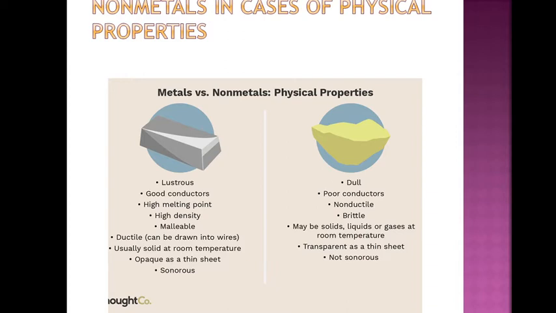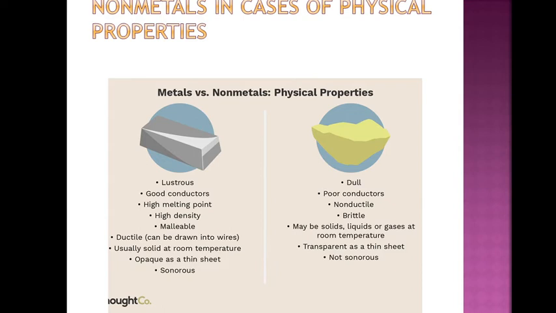So let's see this picture here. This is a comparison between the physical properties of metals and the physical properties of nonmetals. So the metals are lustrous, good conductors, of course, of heat and electricity, as we said before. They have a high melting point. You have to heat them at very high temperatures to melt, like gold, which is also a metal. They have very high density, and are malleable. We can spread them into sheets, and they are ductile. They can be drawn into wires.